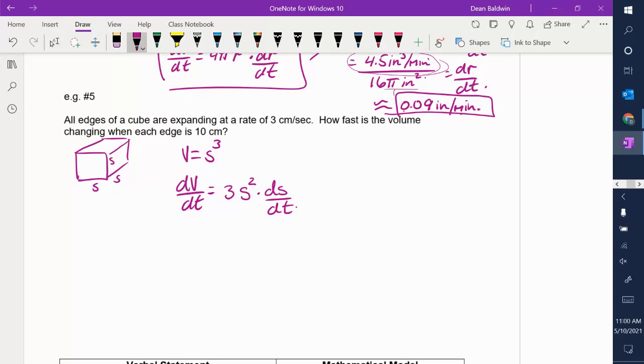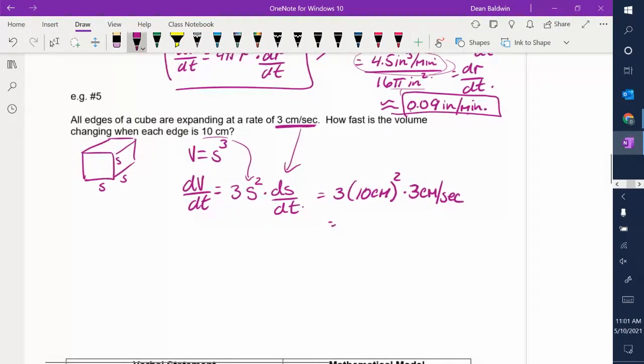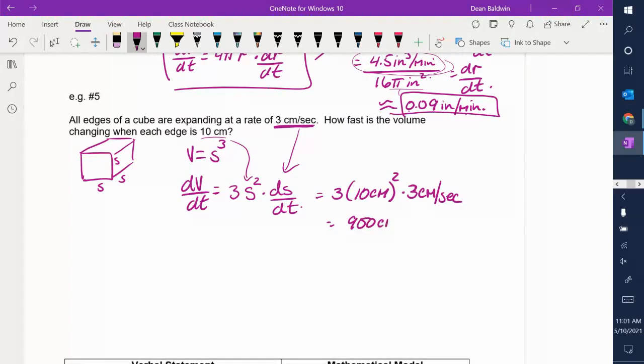I want to know how fast the volume is changing. They tell me the edges are changing this fast, so that is ds/dt. They tell me what the length of each edge is, 10. That goes into s. So it's 900 cubic centimeters per second.